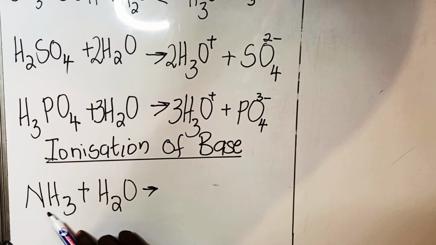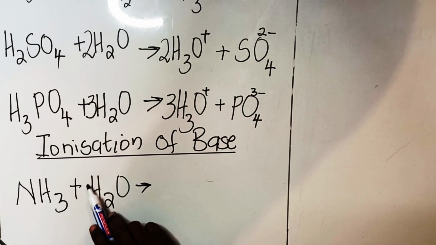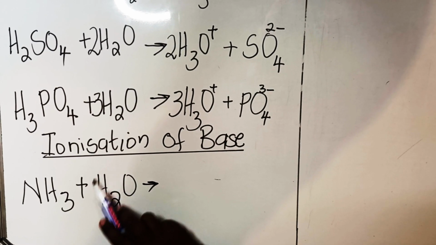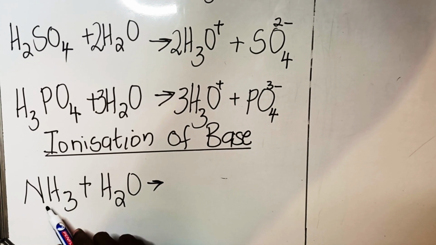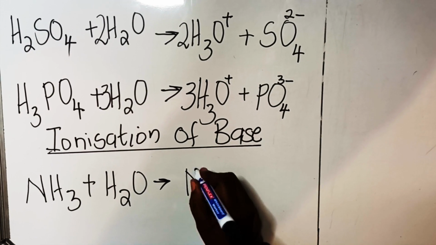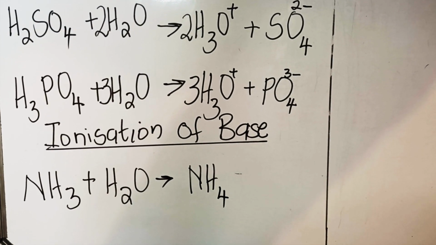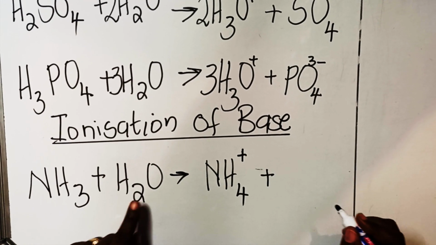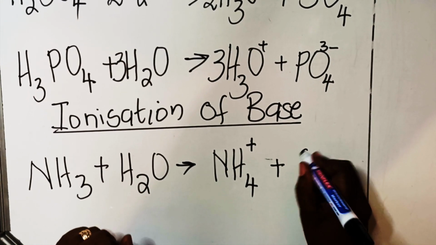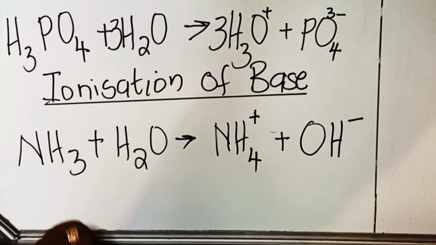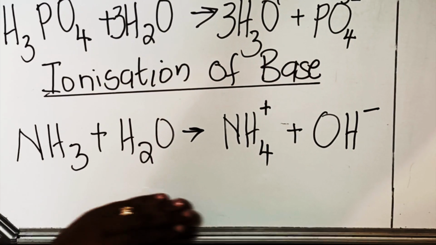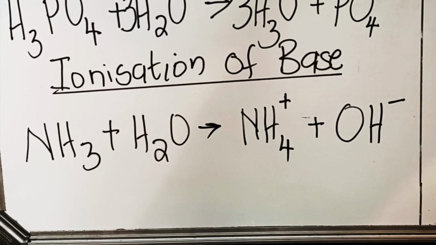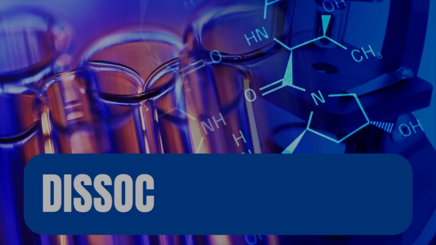So ammonia, NH3, will donate... actually this is a base. This will be your acid. The water will donate the hydrogen to ammonia and form ammonium ion. So you'll have 4 hydrogens and a plus there. And then what will be left here? You'll have 1 less hydrogen. So you have hydroxide ion, like that. This is the only base that ionizes. The rest of them dissociate. I will show you now the dissociation of bases.